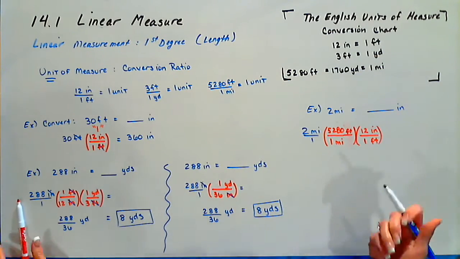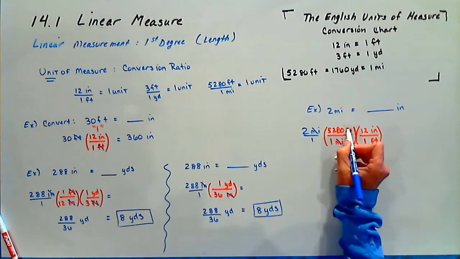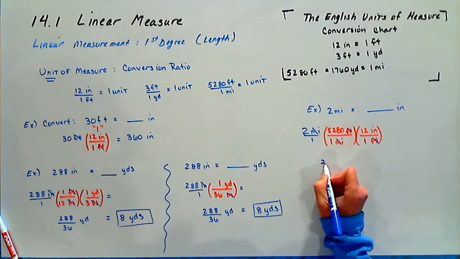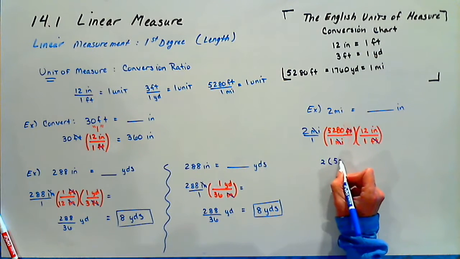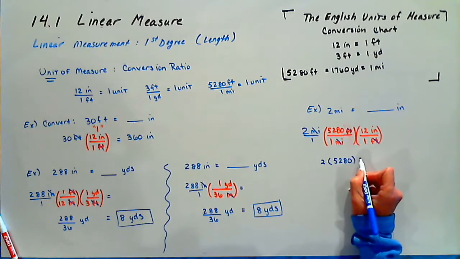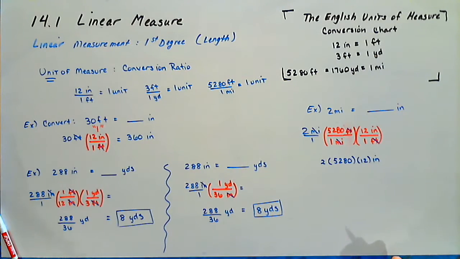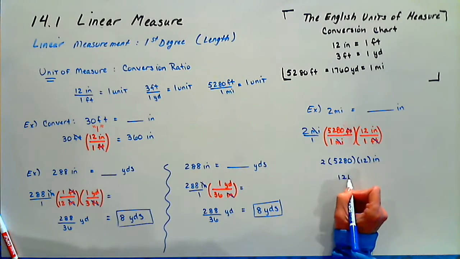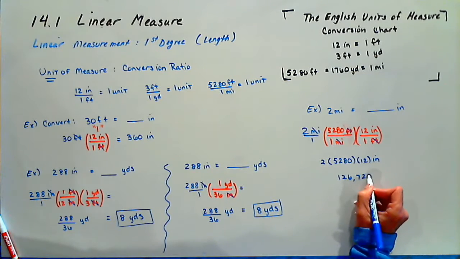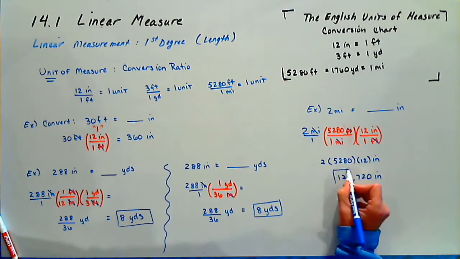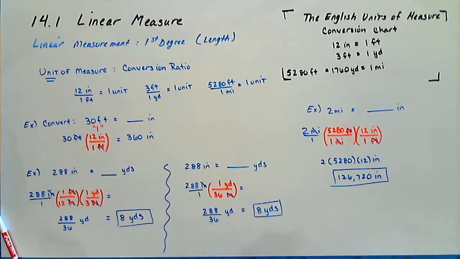Therefore, if I reduce my miles and miles, feet and feet, whatever the product of 2 times 5,280 times 12, you'll notice the only unit of measure left is inches. And I should end up with, I believe, 126,720 inches. Okay, so that's how we can use our conversion facts, our conversion ratios, in order to convert any unit to another unit in the English system.